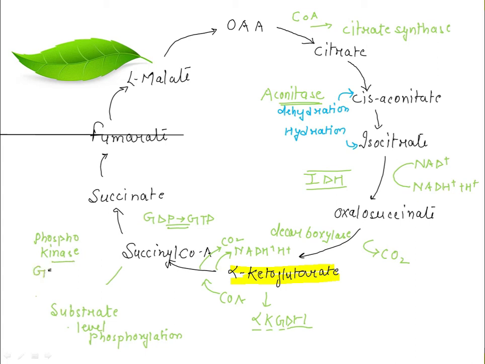The GTP gets converted into ATP. Actually, the phosphate of GTP is transferred to ADP, and so ATP is formed. That is why it is called a coupled reaction. First, the GTP is formed from the GDP, when the high energy bond of succinyl coenzyme A gets transferred to GDP. GTP is formed, and in a coupled reaction, the ATP is formed when the enzyme phosphokinase makes the transfer of phosphate to ATP, and ATP is formed.